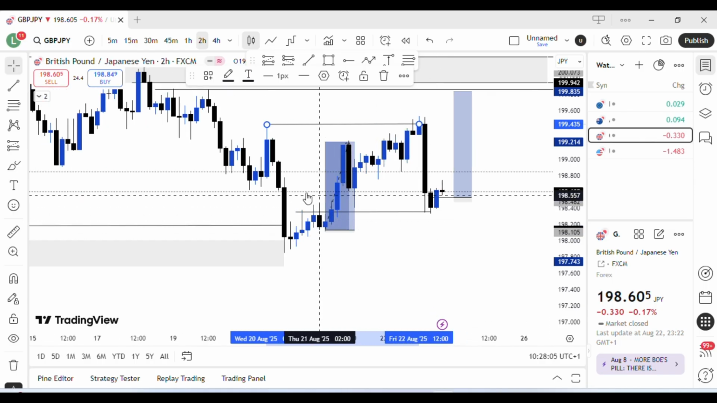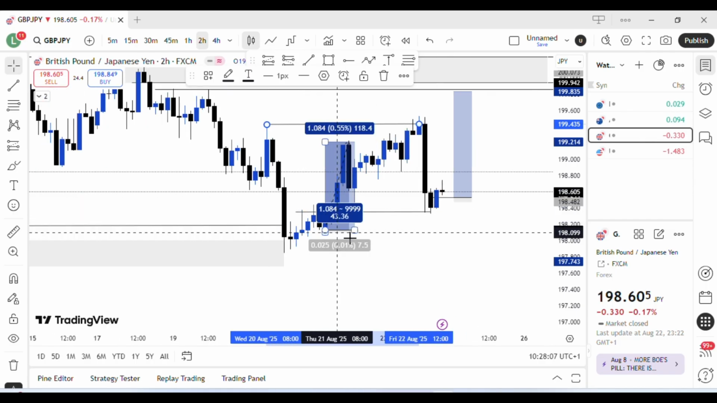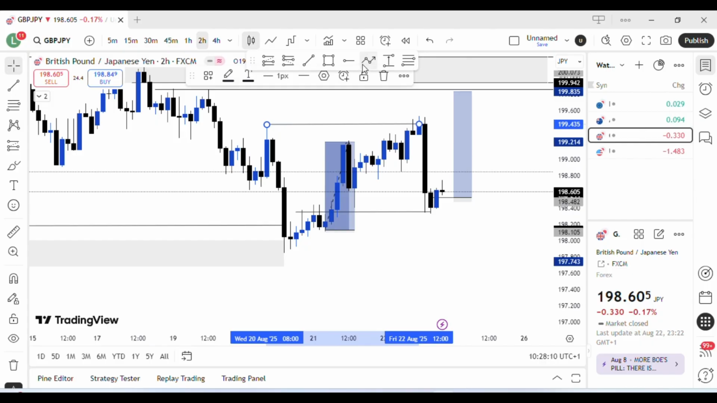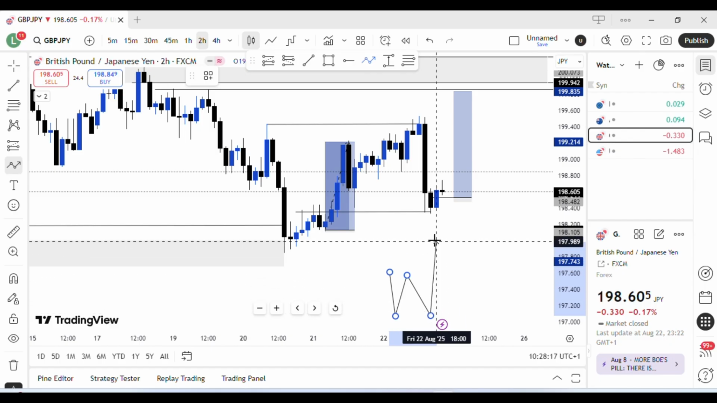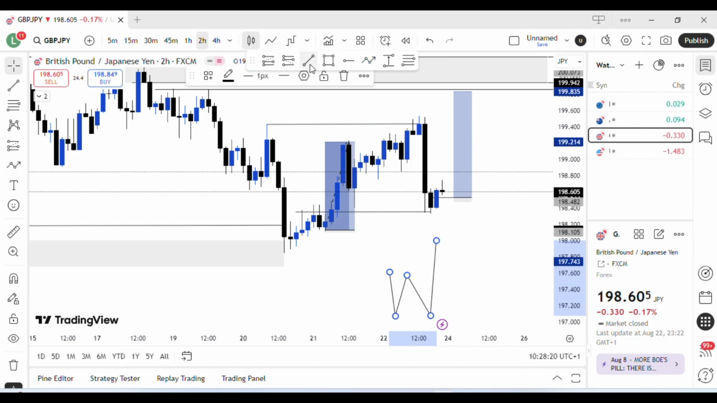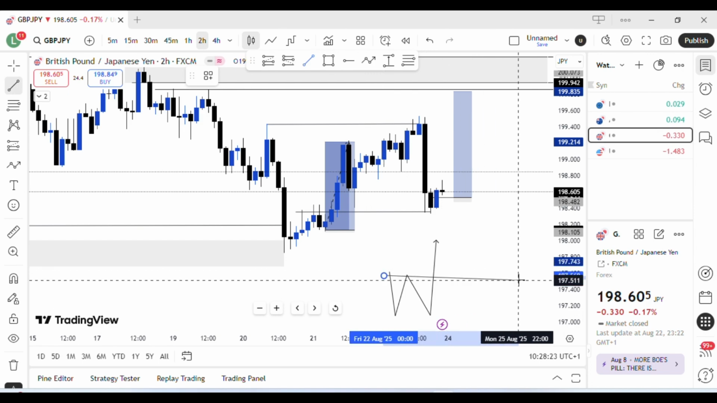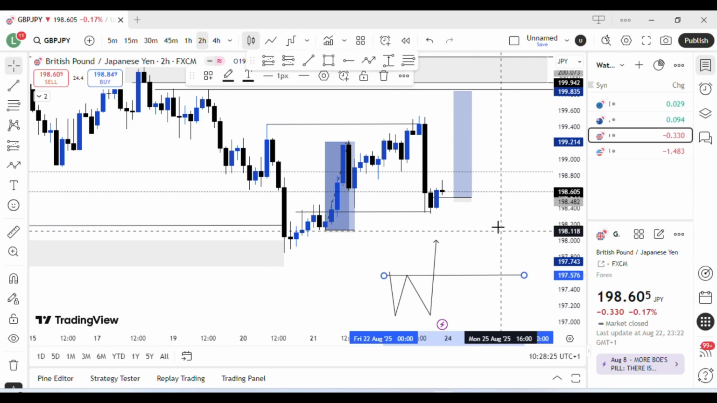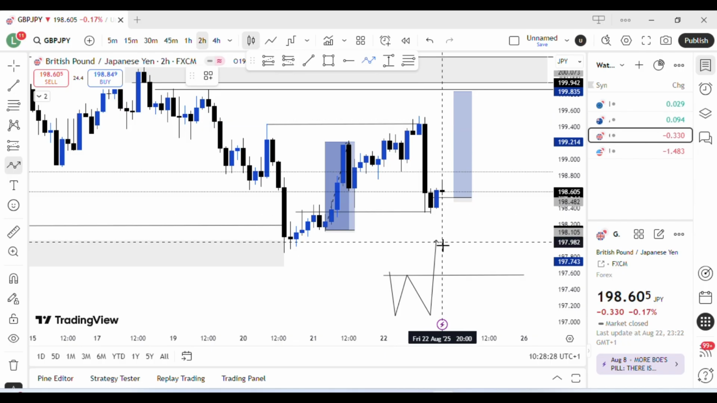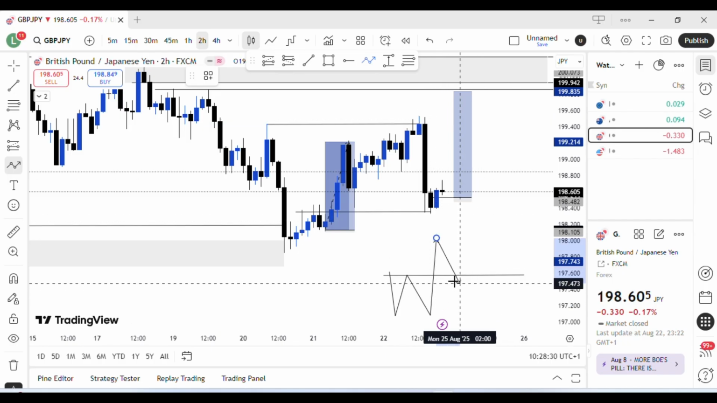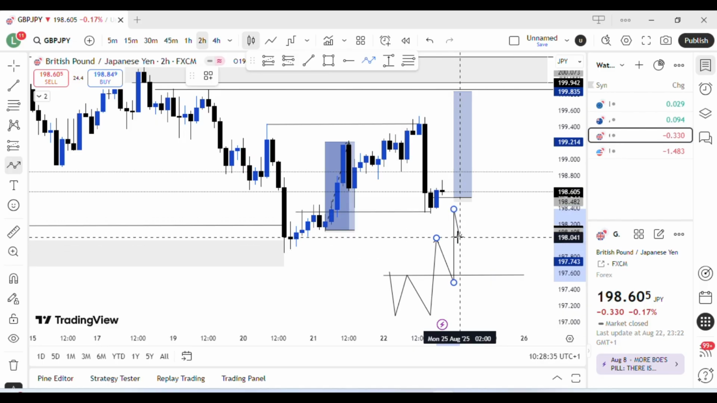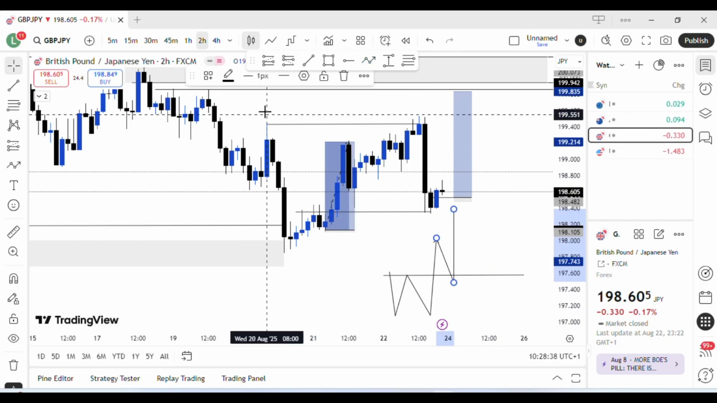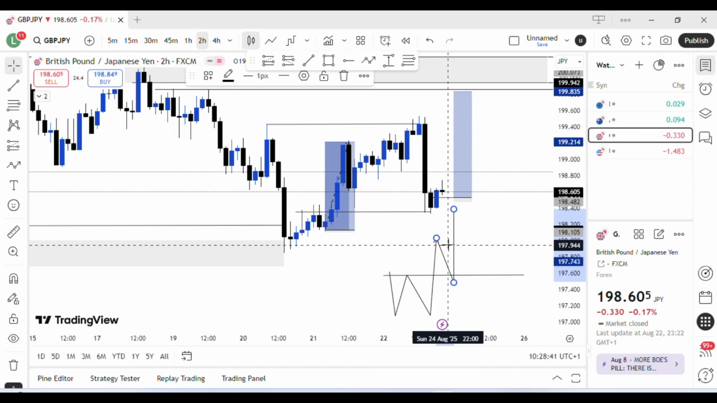Now here, don't forget, we have something like a breaker block. If you understand breaker blocks, when you have something like this, this area is our breaker block. The market went back to the breaker block, tapped it, and mitigated it. It's now going back up. This is the 2-hour time frame. Don't forget, it's going back up right now.